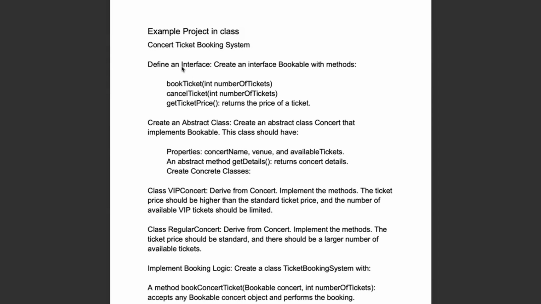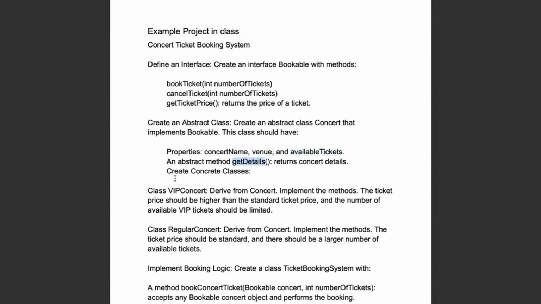So we are told to define an interface. Create an interface Bookable with these methods: book ticket, cancel ticket, and they have given the definition. Okay, that's the interface you have to create. Create an abstract class that implements Bookable. This class should have properties: concert name, venue, where it is happening, number of available tickets. An abstract method get details returns the concert's details.